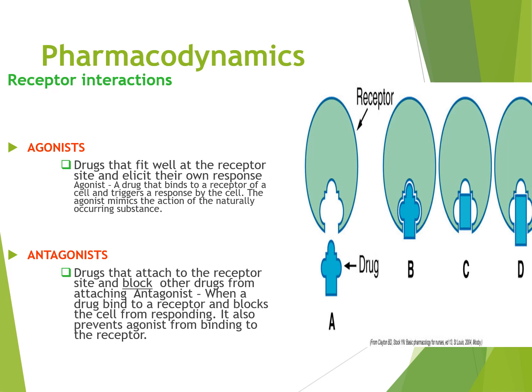Antagonists are drugs that affect the receptor, so they attach to the receptor site and block other drugs from attaching there. Sometimes we think of the antagonist as, quote unquote, the villain, the bad guy. So when a drug binds to a receptor and blocks itself from responding, it also prevents the agonist from binding to that receptor.